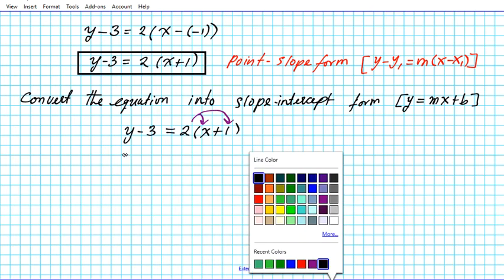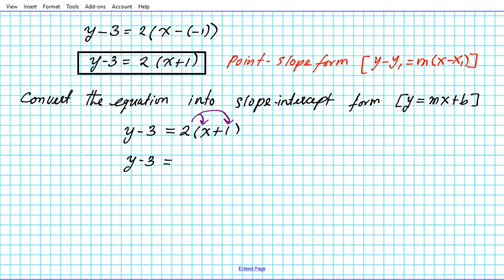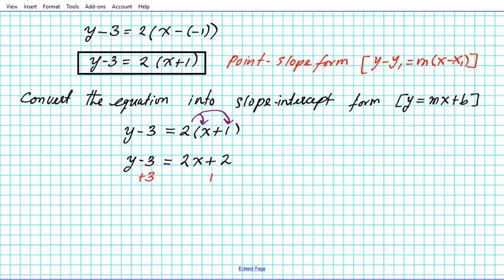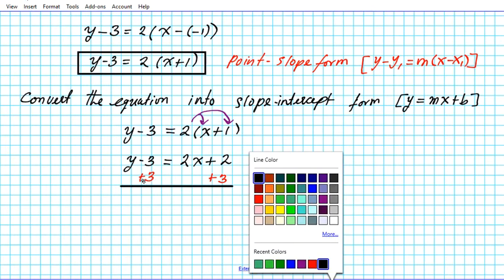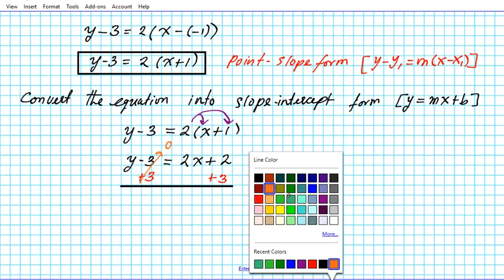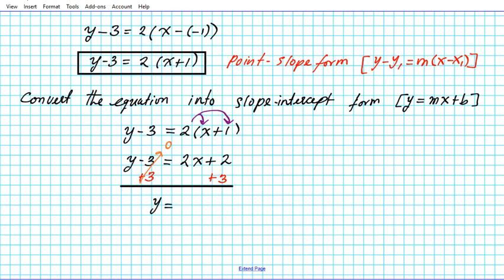If we carry out the distribution, we get y minus 3 equals 2 times x is 2x. 2 times 1 is 2. Now to get y isolated, we're going to add 3 to both sides of the equation. Alright, remember the slope-intercept form has y isolated. That's why we're executing the steps that we're carrying out in this problem. Alright, so minus 3 plus 3, that adds up to 0. And then on the left side, we have y equals 2x plus 5 on the right side.